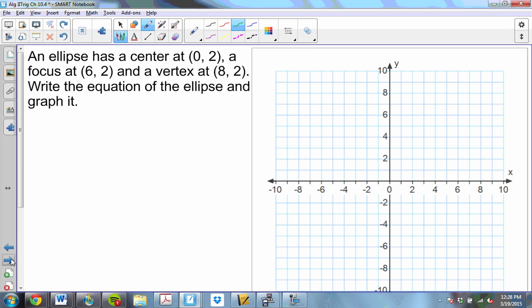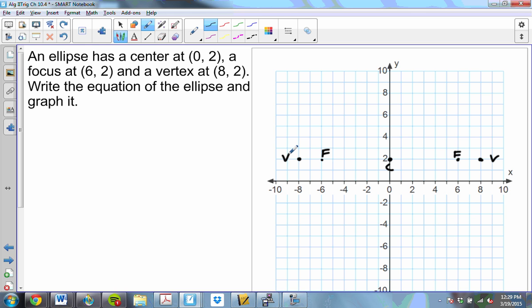Finally, if we're given an ellipse with a center at (0, 2), I'm going to mark that. Here's my center, (0, 2). A focus at (6, 2), and a vertex at 8. Write the equation of the ellipse and graph it. Well, because these things are symmetric, the distance from here to here is 6. So I'll go 6 in the other direction also. I'll go 6 here, 1, 2, 3, 4, 5, 6. There's another focus. There's another vertex.